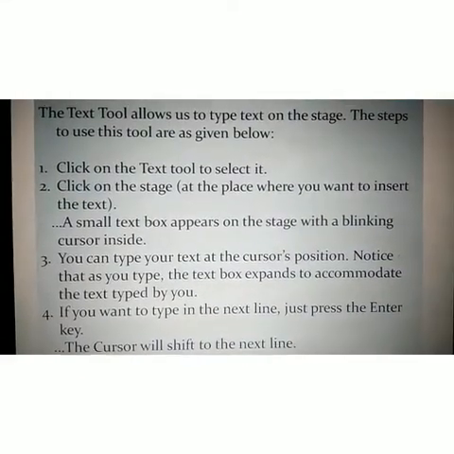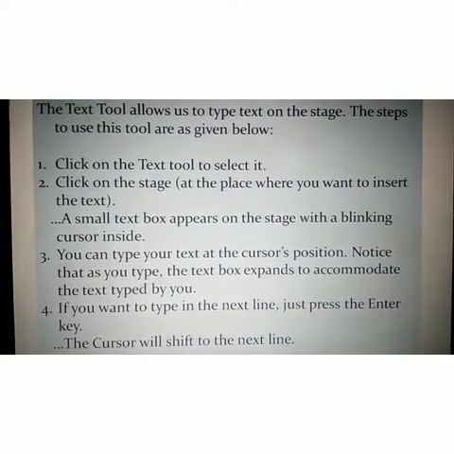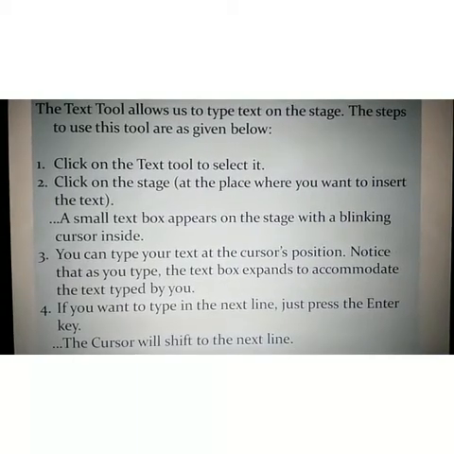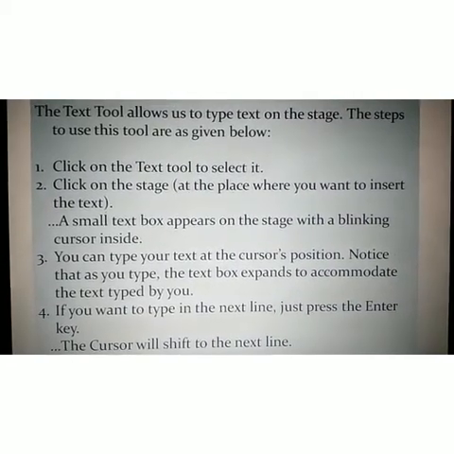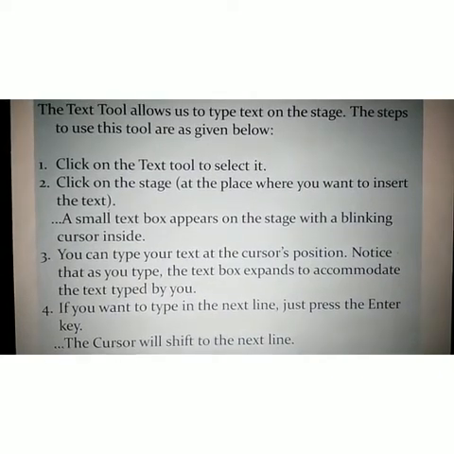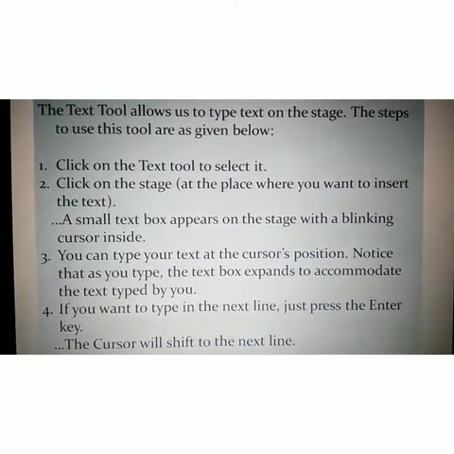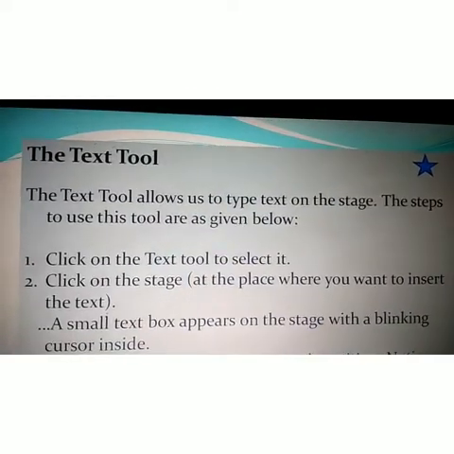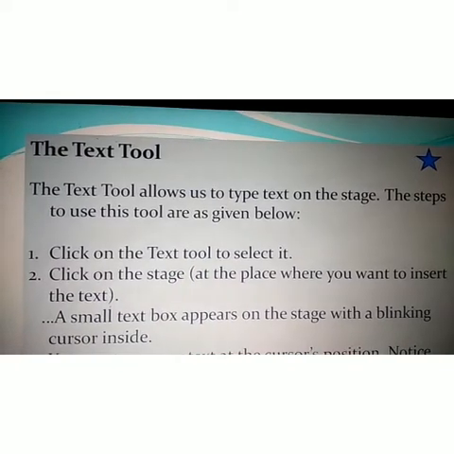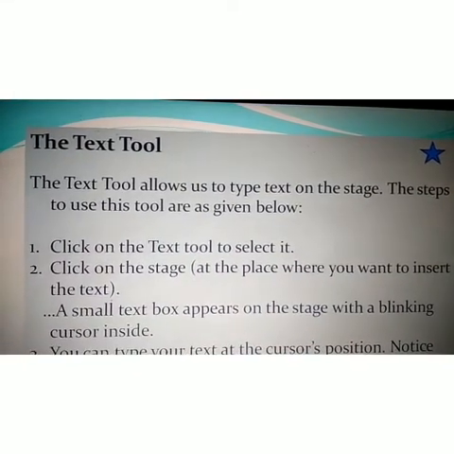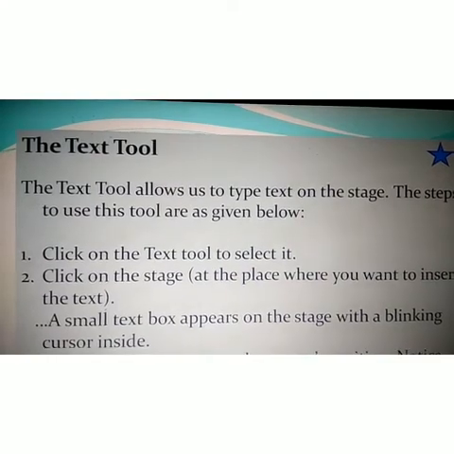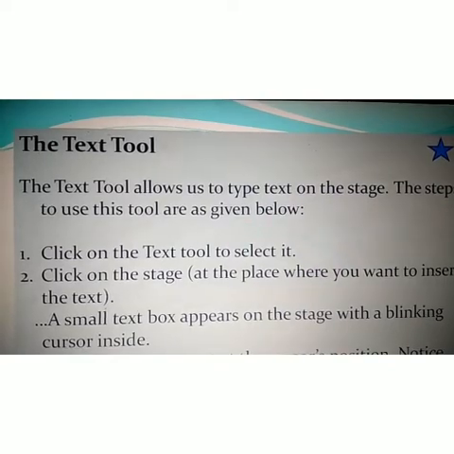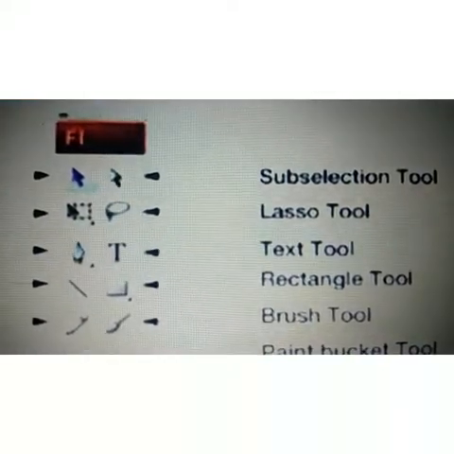Then next student, you can type your text at the cursor position. Notice that as you type, the text box expands to accommodate the text typed by you. Then if you want to type in the next line, just press the enter key. So the cursor will shift to the next line. So students, it is very simple to enter text, an easy way to use the text tool in Flash CS3. So students, see properly the text tool.